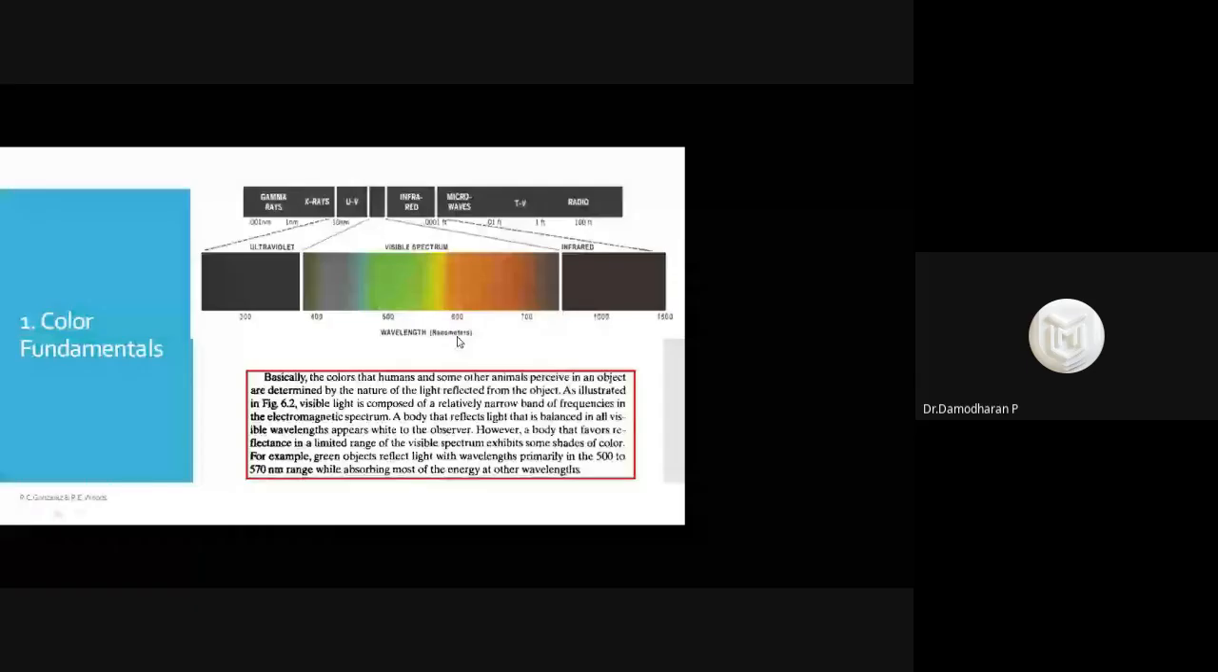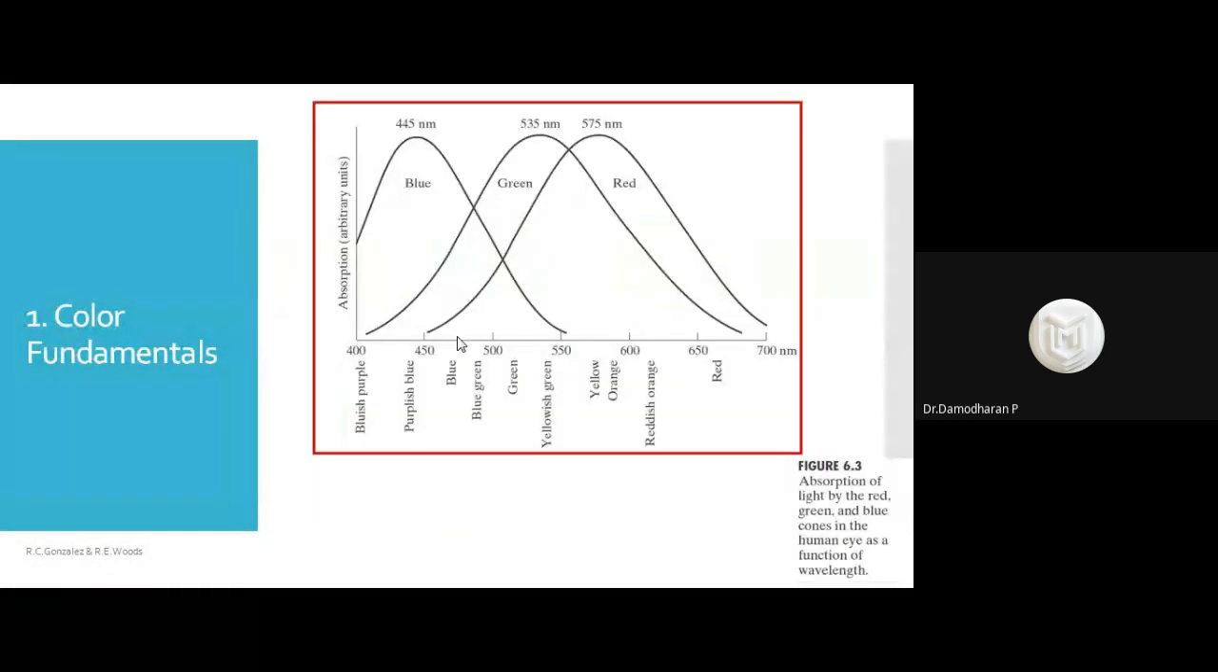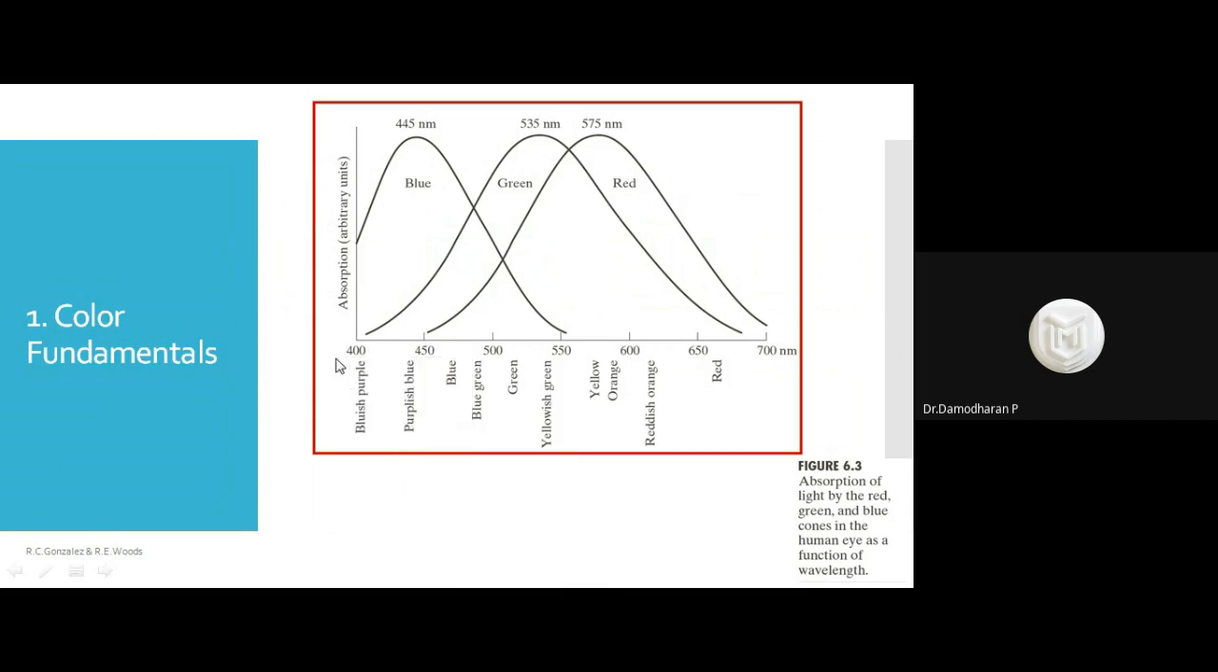In red color, what is the wavelength in nanometers? In blue color, what is the wavelength? In green color, what is the wavelength? That is represented in the diagram here. The wavelength starts from 400 to 700. It is the visible wavelength.